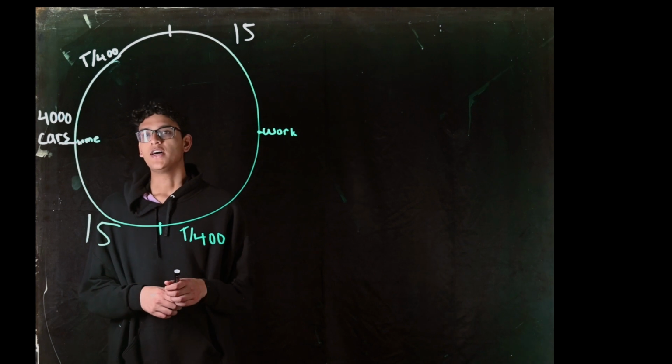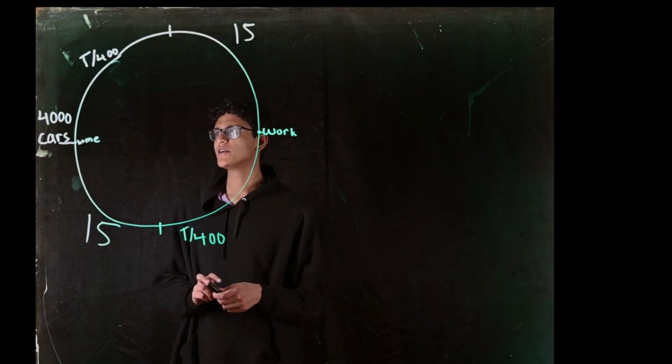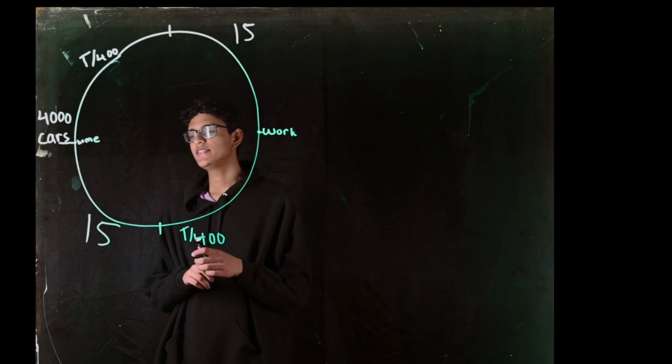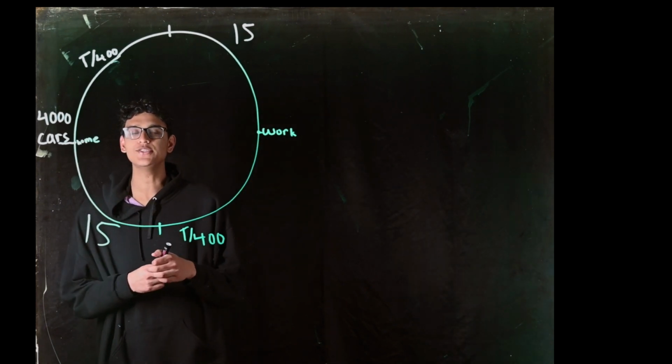Let's do a thought experiment. Let's follow 4,000 imaginary cars on their commute from home to work. Now, their road is a little bit strange. They only have two different paths of 2 roads each.